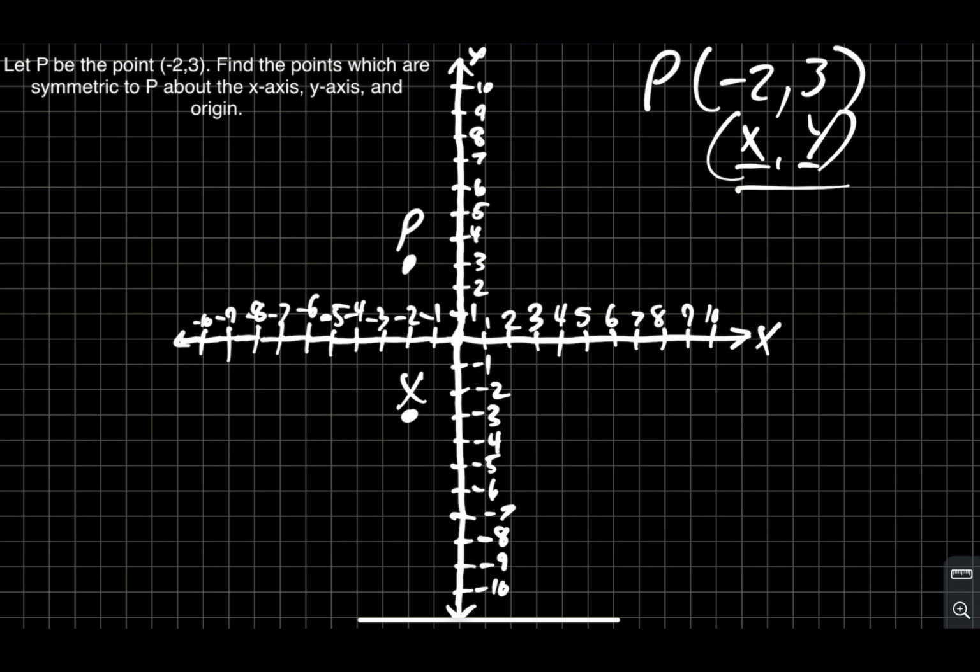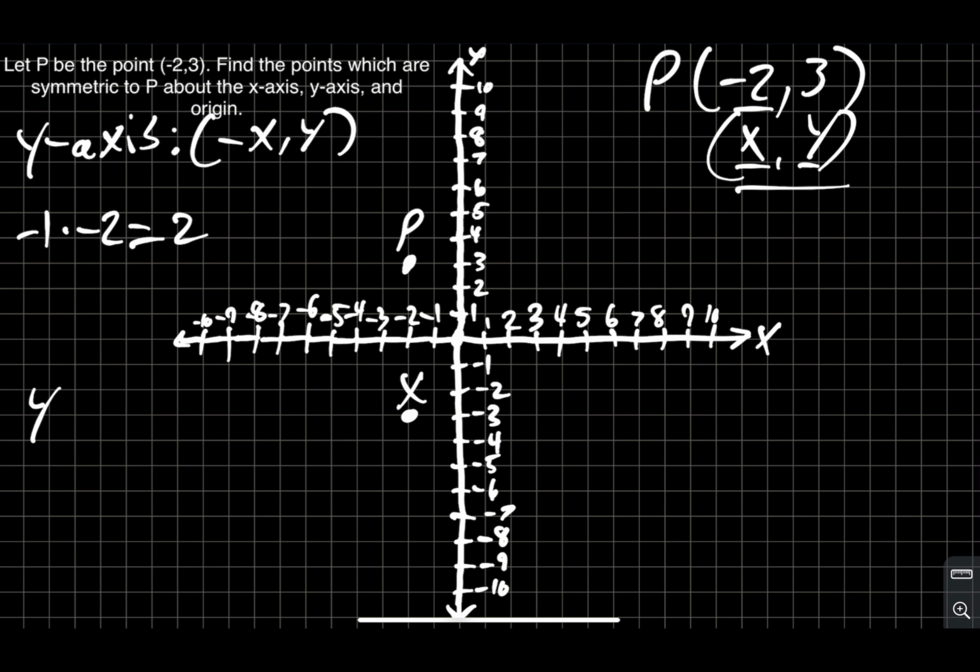Now, how do we find a point symmetric to P about the y-axis? If you're trying to find a point symmetric to another point across the y-axis, the formula is negative x comma y. For point P, we already have a negative sign in front of x, so what you're doing is multiplying by negative 1. You're multiplying negative 1 times negative 2, and when you do that, you get positive 2.